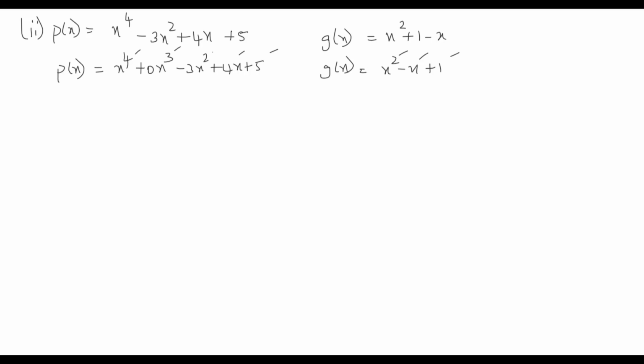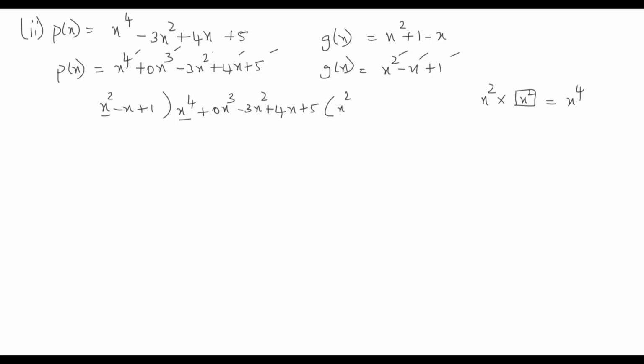Now divide. As we know, the p of x will come in the dividend part, minus 3x square plus 4x plus 5, and this will be x square minus x plus 1. So proceed with the following procedure: x square and x power 4. Comparing them, we'll get what should be multiplied to x square so that we'll get x power 4. X square should be multiplied to x square so that we'll get x power 4. Now put x square here.